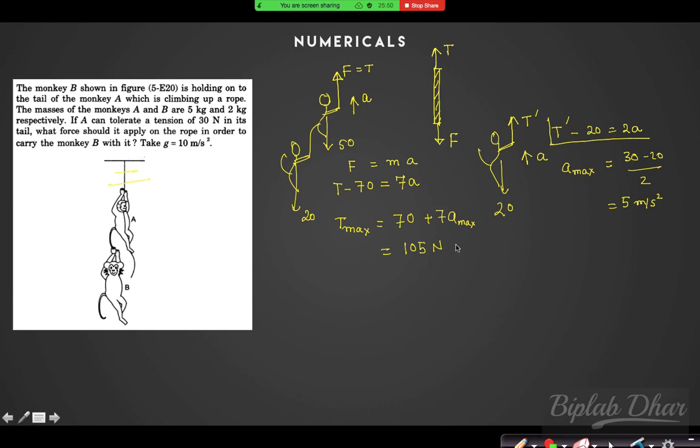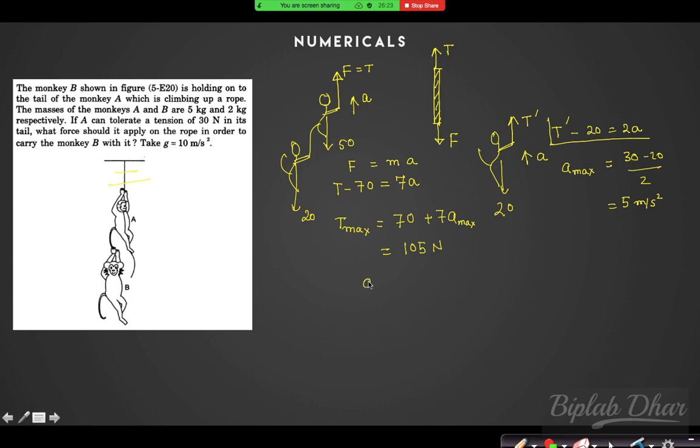Have you got the solution till now? Yes, sir. I actually found out only this answer. I didn't know about the range, but it has a lower limit also. Why a lower limit? Suppose the monkeys are moving upward, but the acceleration is small. The maximum acceleration possible is 5. If the monkey is moving upward with 2 meter per second square, it can also, because the maximum tension is 30. If you give it a 10 Newton force in the tail, it will also carry, no problem.